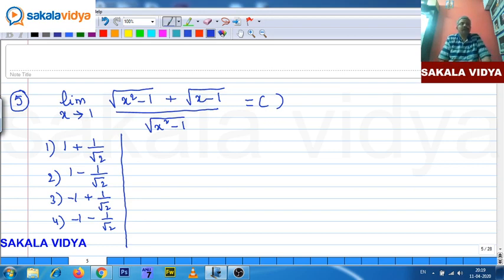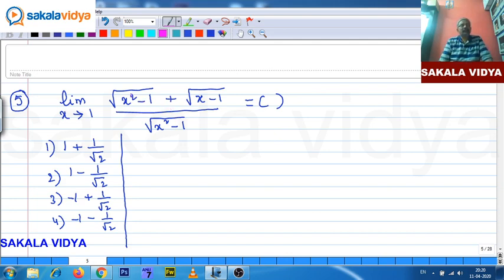So, now let me read the question once again. Limit x tends to 1, root of x square minus 1 plus root of x minus 1, this is x minus 1, upon root of x square minus 1, equals to. If you put x equal to 1, this is 0 by 0 form. Even if you apply L'Hospital's rule, you will get the answer.